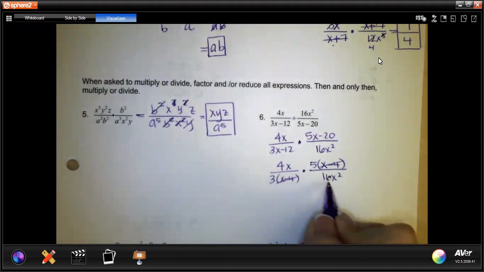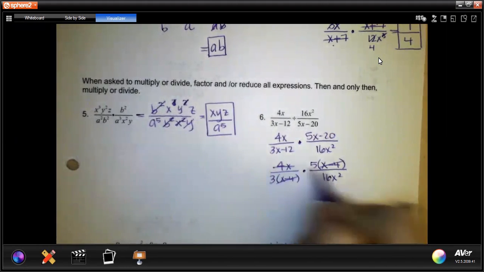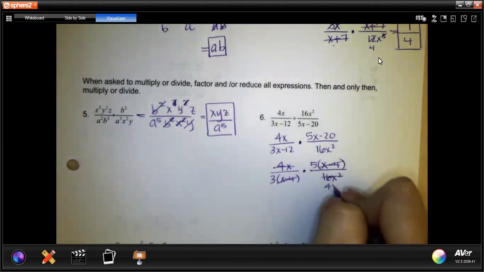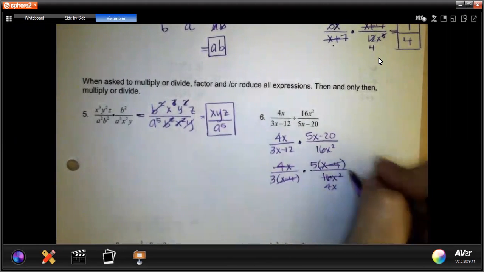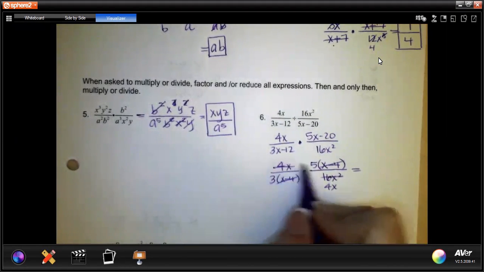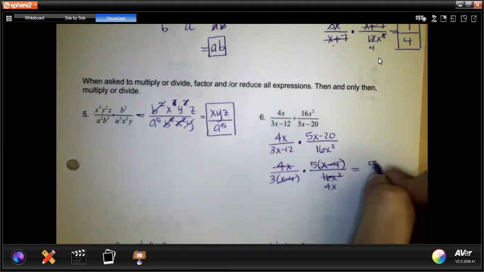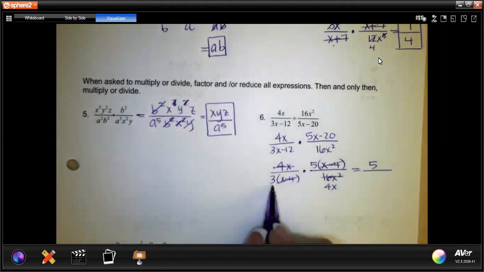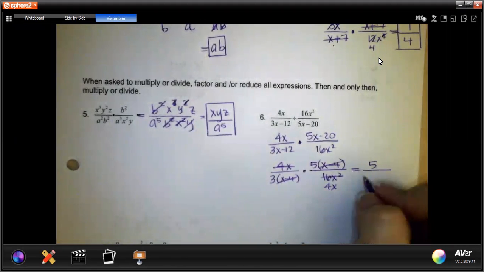The 4x can go into this 16x squared. It goes into there 4x times. So that can reduce as well. And now we're ready to multiply. On the top here, I had nothing left, so that's 1 times 5. On the bottom, we had a 3 and a 4x, so that is 12x.